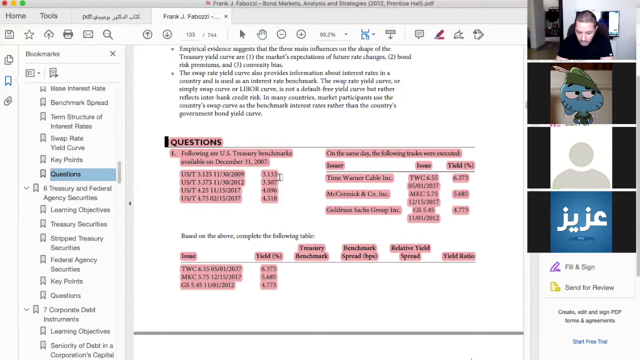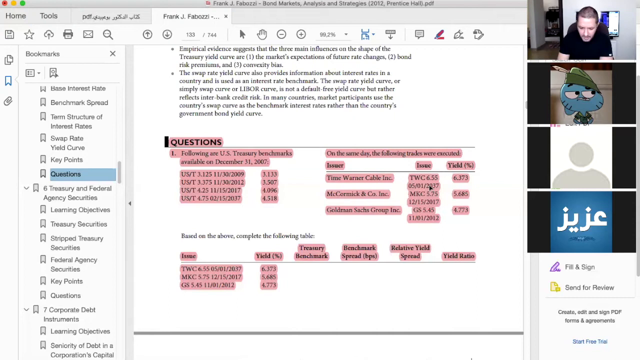3.133. Then we have the ones with maturity 2012, then 2017, and 2037. For each of these bonds, we are given the coupon rates as well as the yields to maturity. On the same day, the following trades were executed. So we have three corporate bonds. On the left side, you have the US Treasury securities, while on the right-hand side we have corporate bonds. We have Time Warner Cable, McCormick & Co., and the Goldman Sachs Group, right?